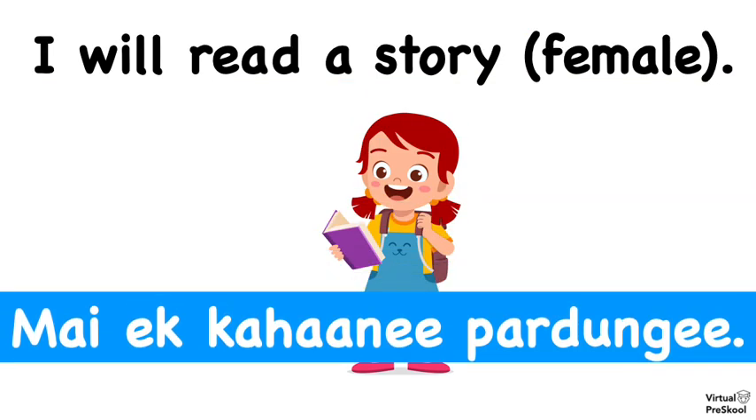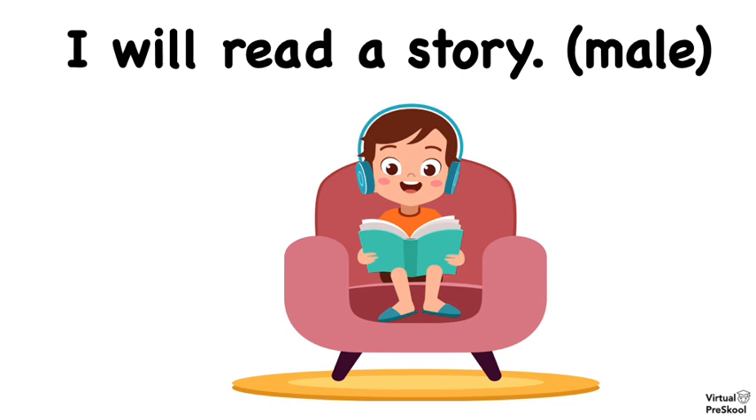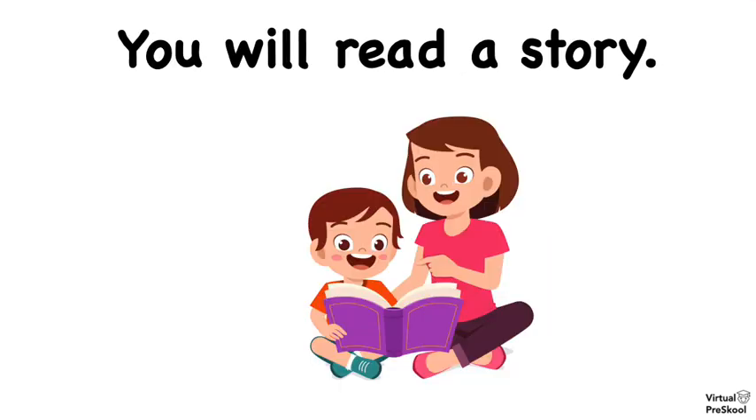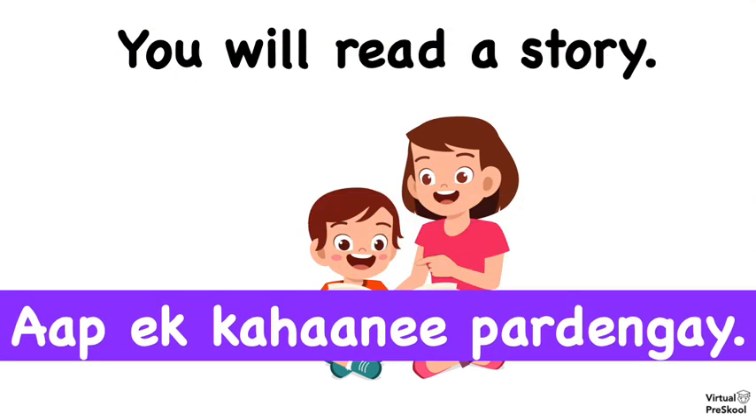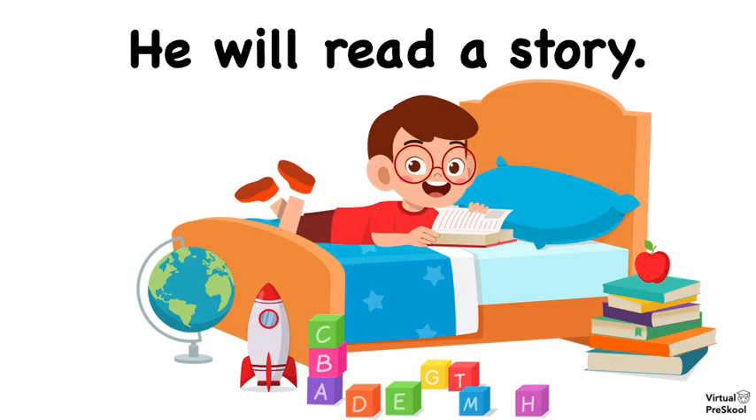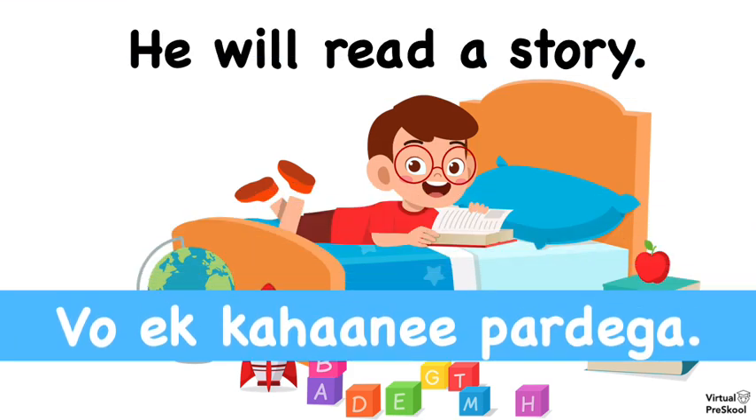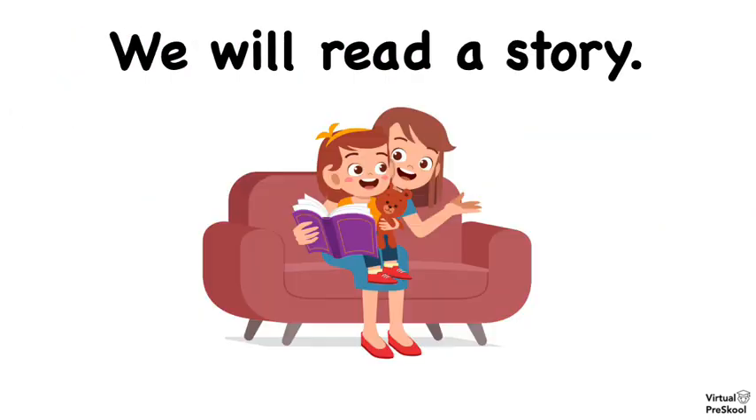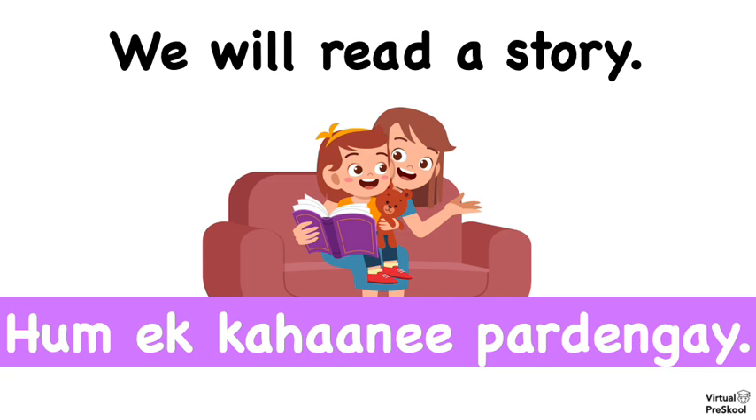मैं एक कहानी पढ़ूंगी. I will read a story for a male. मैं एक कहानी पढ़ूंगा. You will read a story. आप एक कहानी पढ़ेंगे. And at this point, you should be noticing the pattern with the verb pushed all the way to the end of the sentence. He will read. वो एक कहानी पढ़ेगा. She will read a story. वो एक कहानी पढ़ेगी. We will read a story. हम एक कहानी पढ़ेंगे.